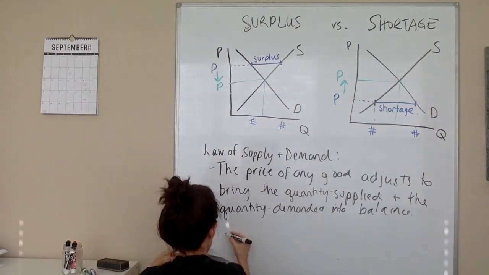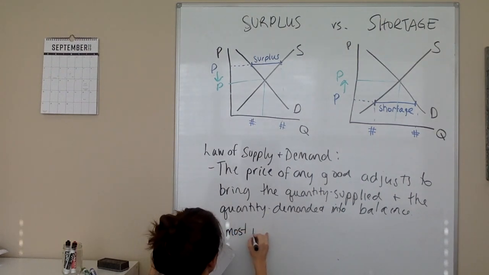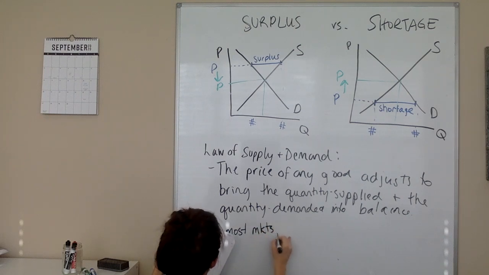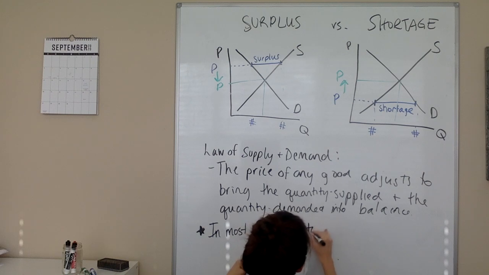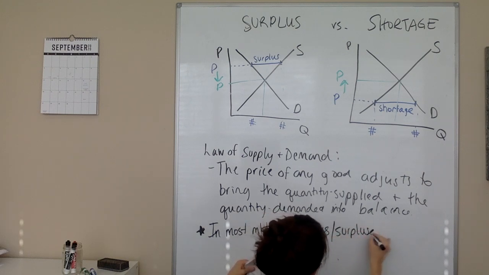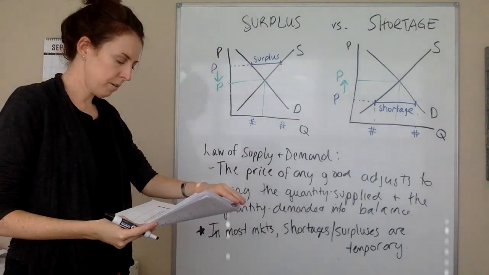So I'll put as a caveat, in most markets, shortages and surpluses are temporary. So they don't last forever. So we always move away from them, which is why they're not in equilibrium.